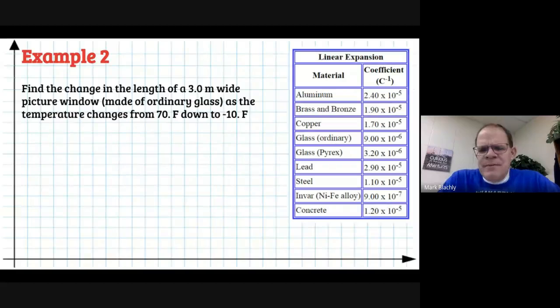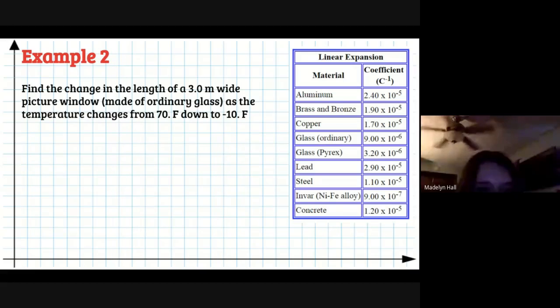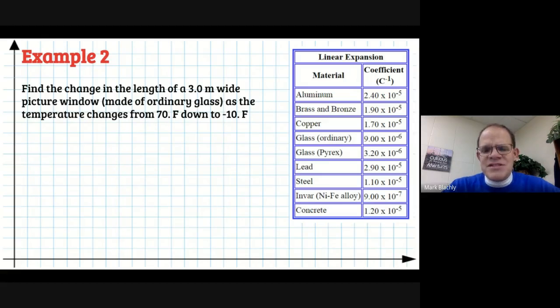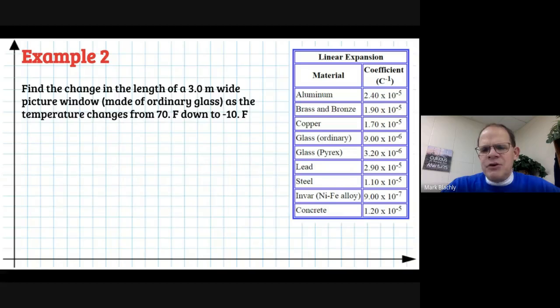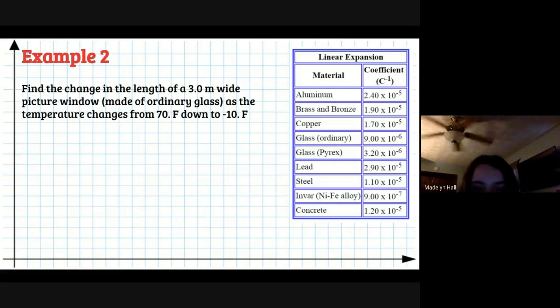Okay, so looking at the table, help me here, Maddie. What coefficient am I going to use for this problem? That little alpha thing, what value is it going to have? You've got to unmute yourself, Maddie. Would you use the glass? Yep. Now there's 2 glasses, so which one are you going to use? Ordinary. Right. And what would that value be? 9 times 10 to the negative 6.